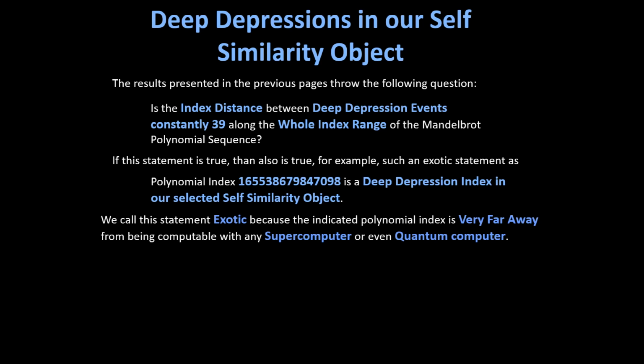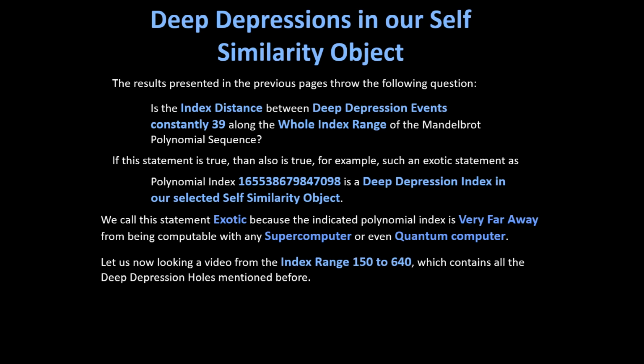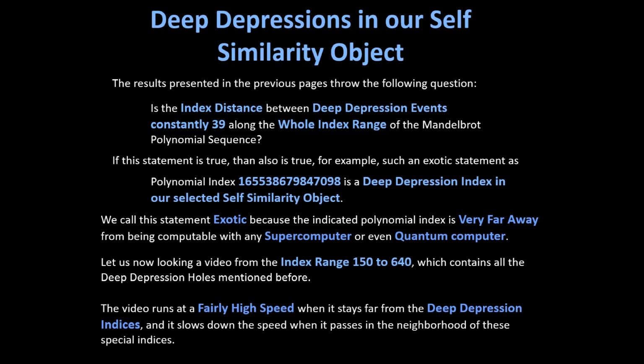We call this statement exotic because the indicated polynomial index is very far away from being computable with any supercomputer or even quantum computer. Let us now look at a video from the index range 150 to 640, which contains all the deep depression holes mentioned before. The video runs at a fairly high speed when it stays far from the deep depression indices, and it slows down the speed when it passes in the neighborhood of these special indices.